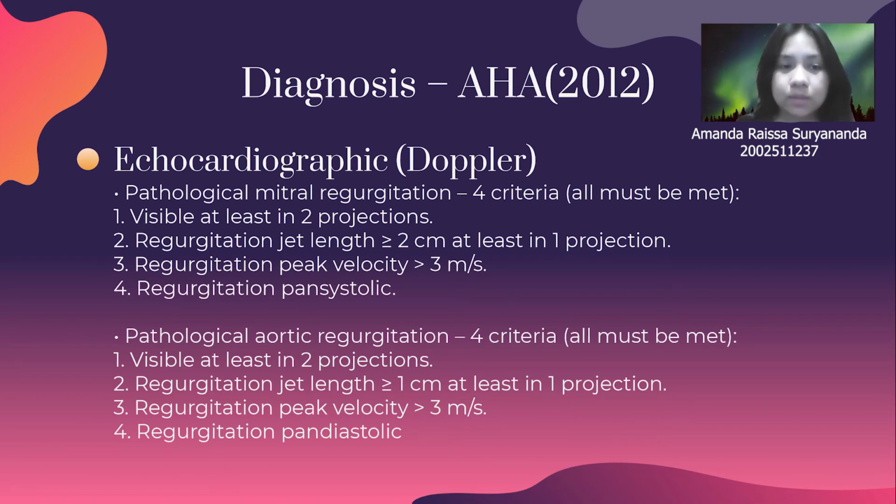And the second one, pathologic aortic regurgitation, there are also four criteria that all must be met. First, it is visible in at least two projections. The regurgitation jet length is more than or equal to 1 centimeter, at least in one projection. The peak velocity is more than 3 meters per second and is diastolic.